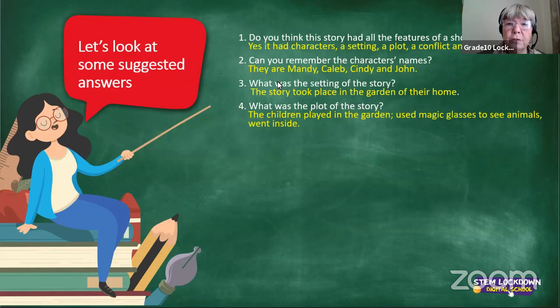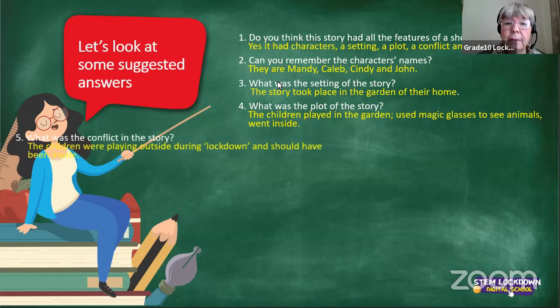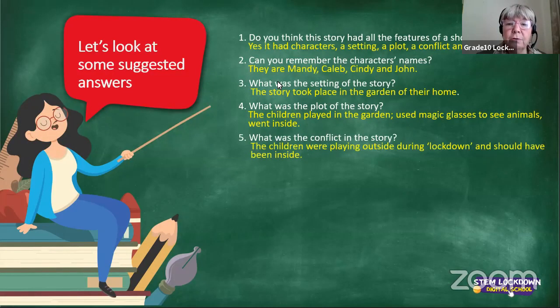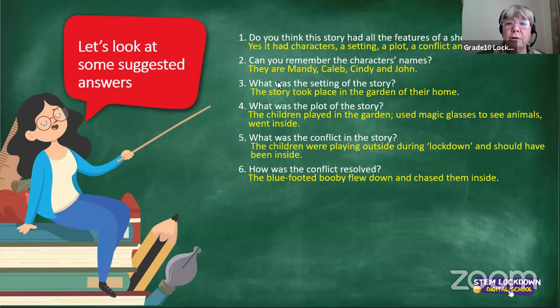What was the plot of the story? Well, the children played in the garden, then they used their magic glasses and they saw 7 different animals, then they went inside. Those were the events in the story. What was the conflict in the story? What was the problem in the story? The children were playing outside during lockdown. They should have been inside. How was the conflict resolved? The blue-footed booby flew down and chased them away.